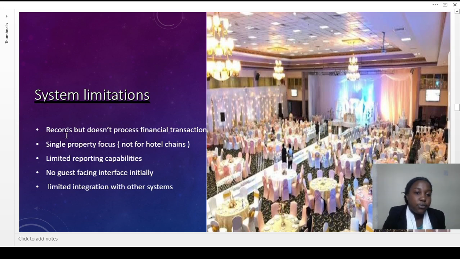The major thing is we have records but do not process final transactions. You can have records but they're not processing final transactions. This is very hectic to the guest. Then you can have single property focus, when you're mainly focusing on guests, yet the hotel also focuses on staff. Then you can have limited reporting capabilities. Since everything needs to be reported in this system, it is a bit hectic, so there will be limited reporting according to your staff. So no guest facing interface initially. The rest we can talk about later.